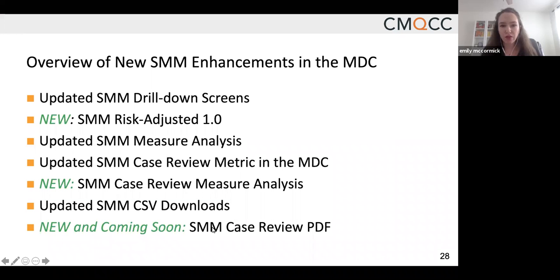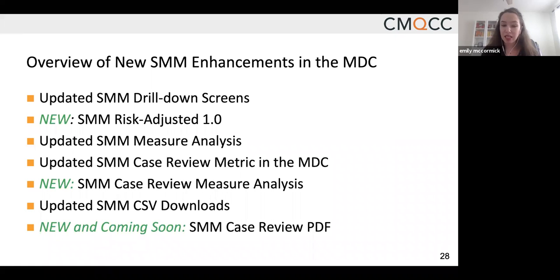So this is just an overview of the new SMM enhancements in the Maternal Data Center. So we've updated the patient drill down screens. As Dr. Main mentioned, we've added a new risk-adjusted version of SMM available in the Maternal Data Center. We've updated and expanded the measure analysis section to now include the underlying cause. We've updated the SMM case review metric in the Maternal Data Center. And then we've added a brand new case review measure analysis to help you take those improvement opportunities that you're identifying and break them down to potentially identify some system issues that can be addressed.